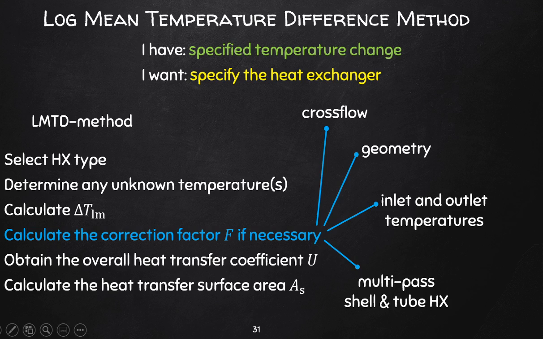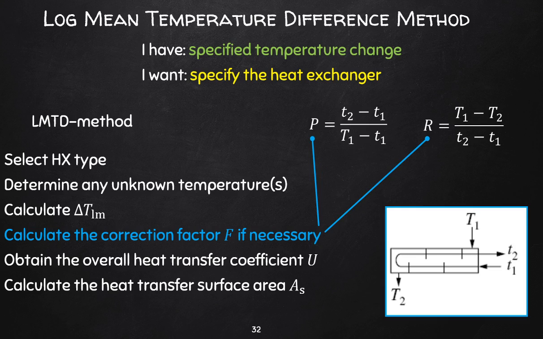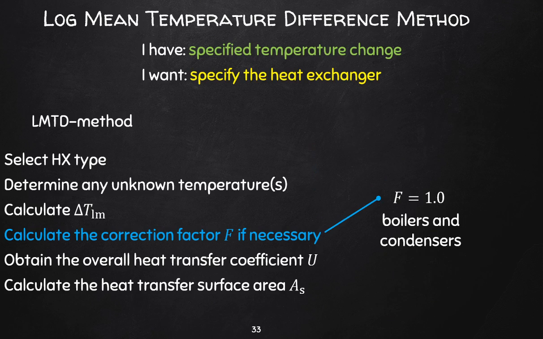Okay. To determine the correlation factor, the inlet and outlet temperatures are used to calculate the temperature ratios of P and R. Now, for boiling and condensing applications, the correlation factor is always taken as 1. And remember this because I'm going to try to trick you in an upcoming semester test. The correlation factor can be found graphically as shown here. Okay.